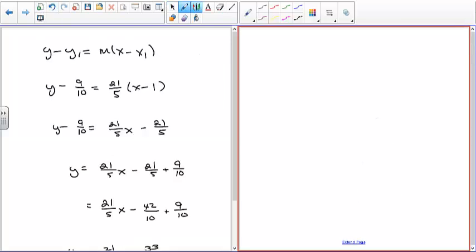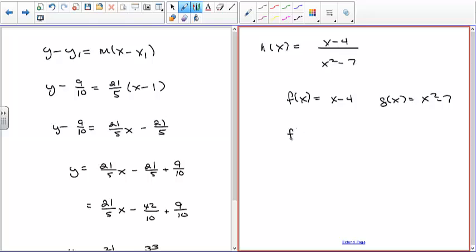So this is pretty straightforward. We're going to take h of x equal to x minus 4 over x squared minus 7. We'll let the numerator be called f of x and the denominator be called g of x. Pretty simple derivatives here: 1 and 2x.